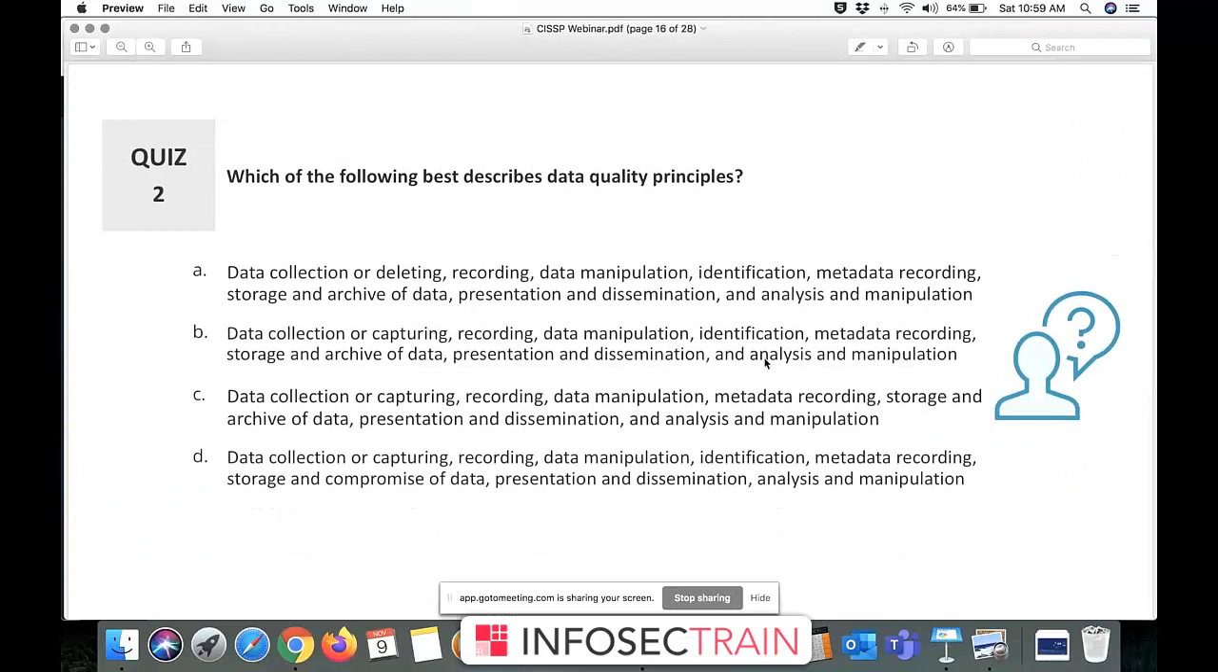Which of the following best describes data quality principles? Let me help you with this. Let's not waste time. For these kinds of questions, what you need to use is a technique called the elimination technique. Let's look at option D. Can you tell me whether this option is correct or incorrect, and why? Why do you think it's correct? Why do you think it's incorrect?